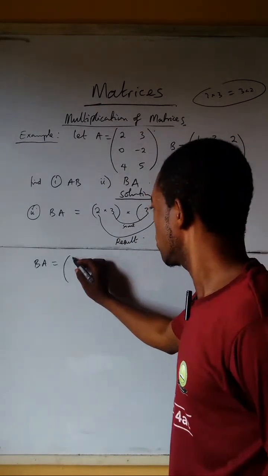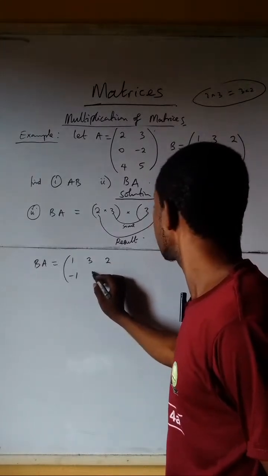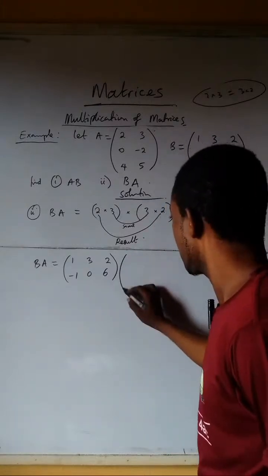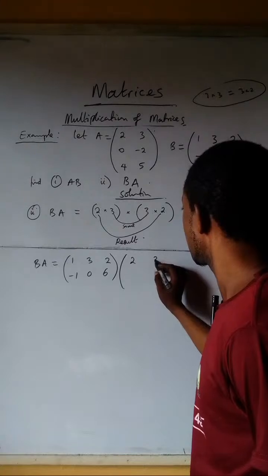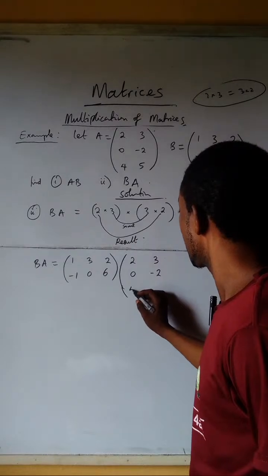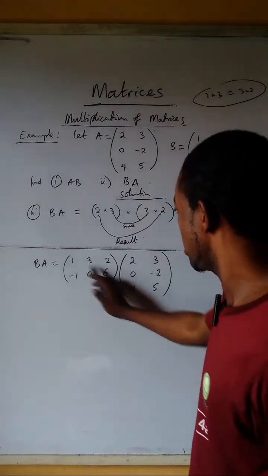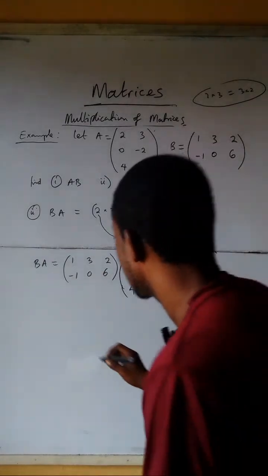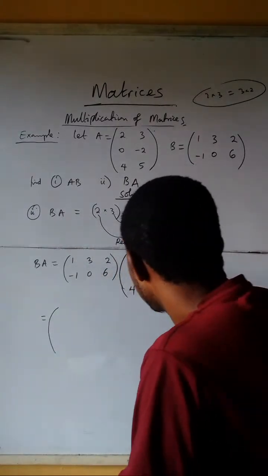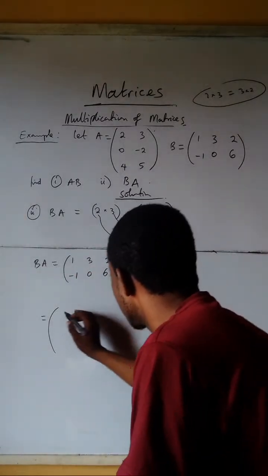Now, let's go ahead. It means B times A now, we are writing B first. That's 1, 3, 2, then minus 1, 0, 6, then multiply by A, which is 2, 3, 0, minus 2, then 4, 5. So we multiply. Then the row here will be dealing with the columns. Now, this becomes the first row multiply this column. The corresponding elements will multiply each other. That is 1 times 2 here, that's 2.